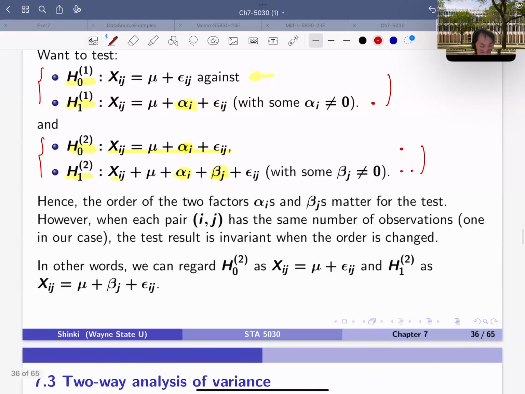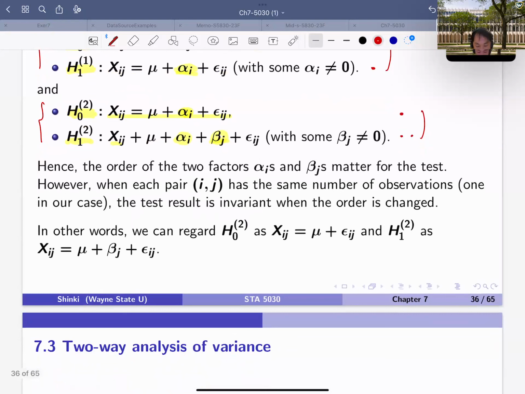Because of this structure, the order of the two factors matters for the test. Whether you put alpha i first or beta j first matters. However, when each pair ij has the same number of observations, as in our case, where we have one observation for each pair of fertilizer and cultivation, then the test result is invariant when the order is changed.